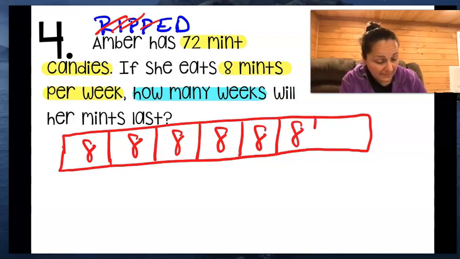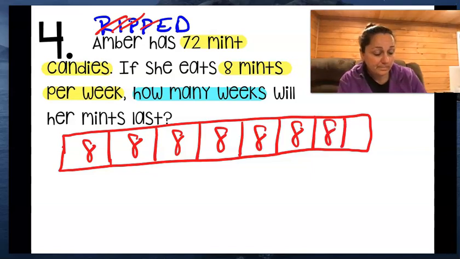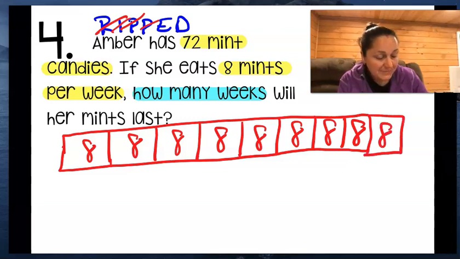Let's see, 8 times 6 is 48. 8 times 7 is 56. 8 times 8 is 64. I'm not there yet. Draw another box. 8 times 9 is 72. Works for me. So I could draw it like this.